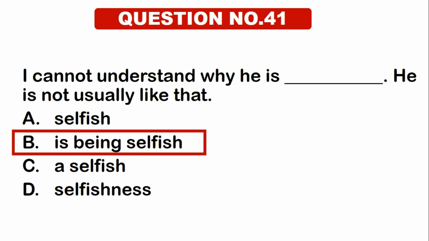So let's differentiate between he is selfish and he is being selfish. When you say he is selfish, that is his attitude or character all the time. That is his nature. But when you say he is being selfish, it means he is behaving selfishly at the moment. It shows temporary attitude or character. It says he is not usually like that. So the correct answer is he is being selfish. I cannot understand why he is being selfish. He is not usually like that.